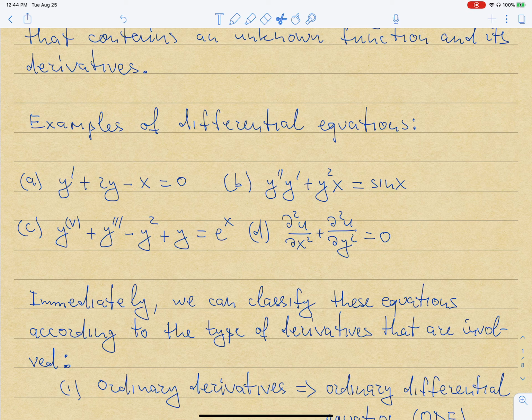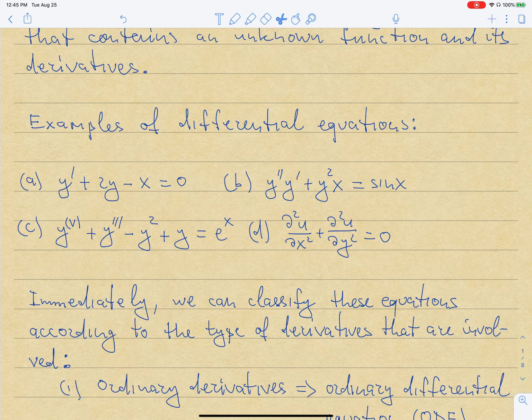The second classification that we're going to consider is this then. We're going to classify each ODE according to the order of the highest derivative that appears in that ODE. So equation A is going to be a first order ODE. Equation B is going to be a second order ODE because it has a second derivative. And the highest derivative in C is the fifth one, so this would be a fifth order equation.